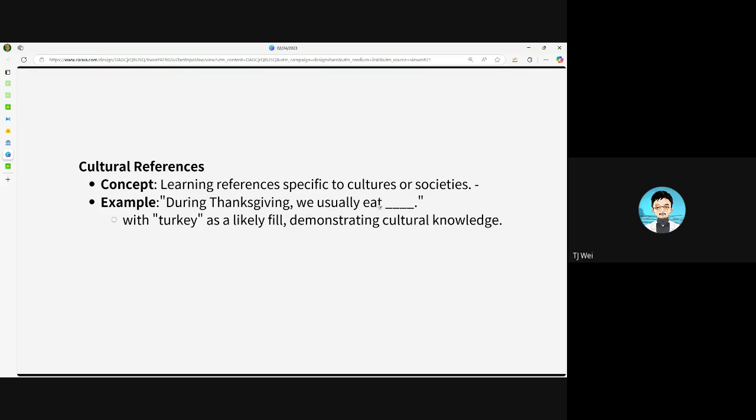If you have no knowledge about what Thanksgiving is, first of all, you need to know that Thanksgiving is a holiday in a certain culture, and you have to know what people eat at Thanksgiving. Also, at least in the United States, because Thanksgiving is supposed to be a holiday in the United States. So in their culture, they eat turkey at Thanksgiving.